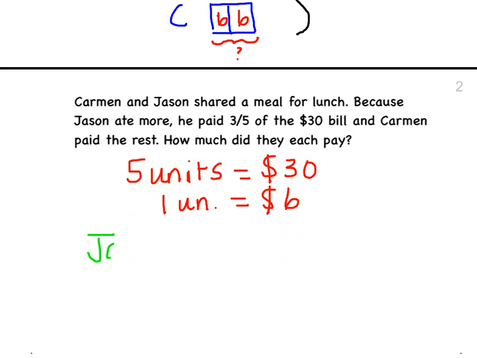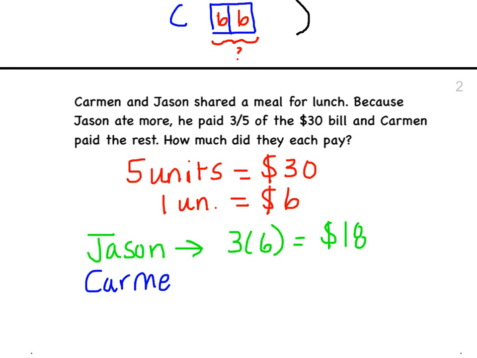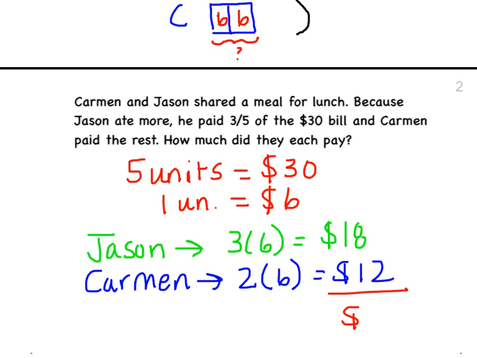Jason paid 3 portions, so 3 times 6 is $18. Carmen paid 2 portions, or 2 units, worth $6 a piece, and that's $12. When I look at their total, I can double check, is $18 plus $12 $30? Absolutely. It looks like we've solved the problem.